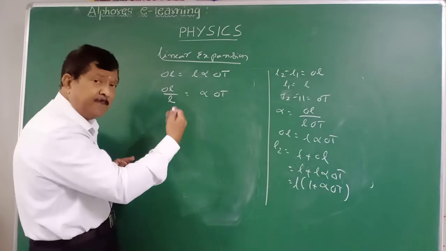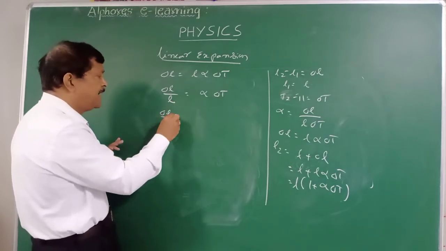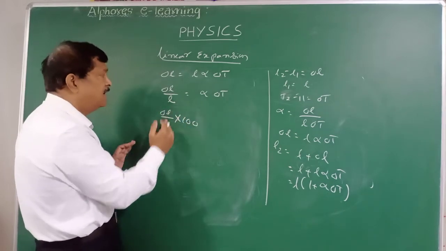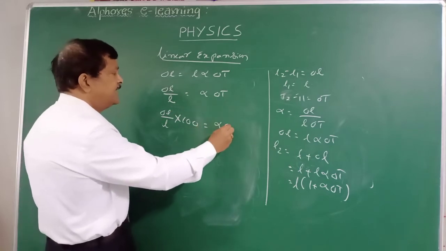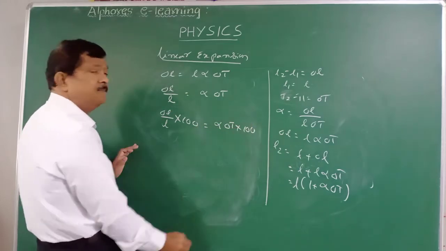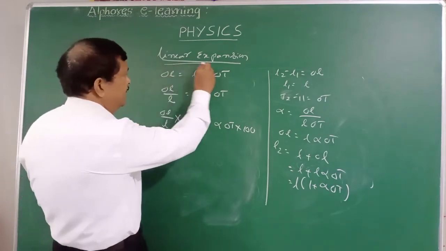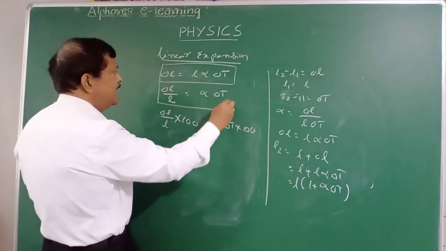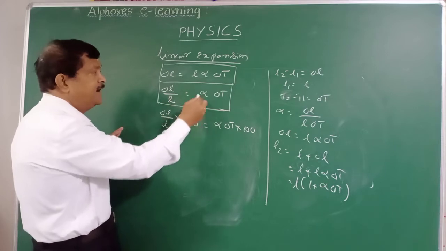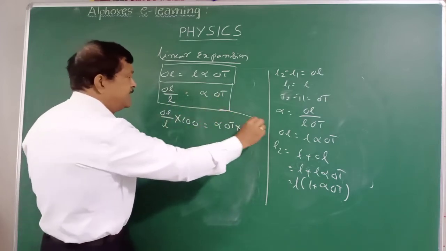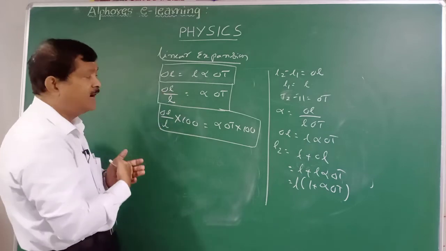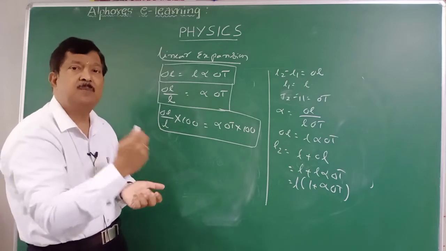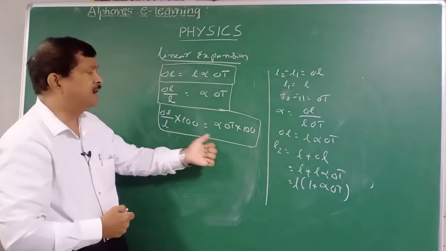And let us also calculate percentage change. Relative change multiplied by 100 gives the percentage change. So the percentage change in the length, delta L by L into 100, we can measure as alpha delta T into 100. So all these equations: delta L equal to L alpha delta T, the relative or fractional change delta L by L equal to alpha delta T, and the percentage change delta L by L into 100 equal to alpha delta T into 100. All these equations we have to remember as far as the problems or numericals are concerned.